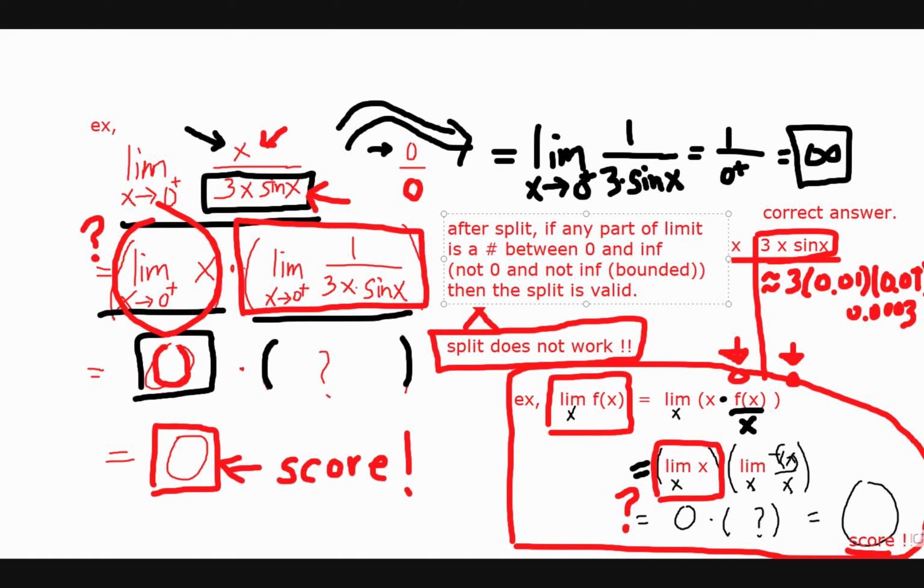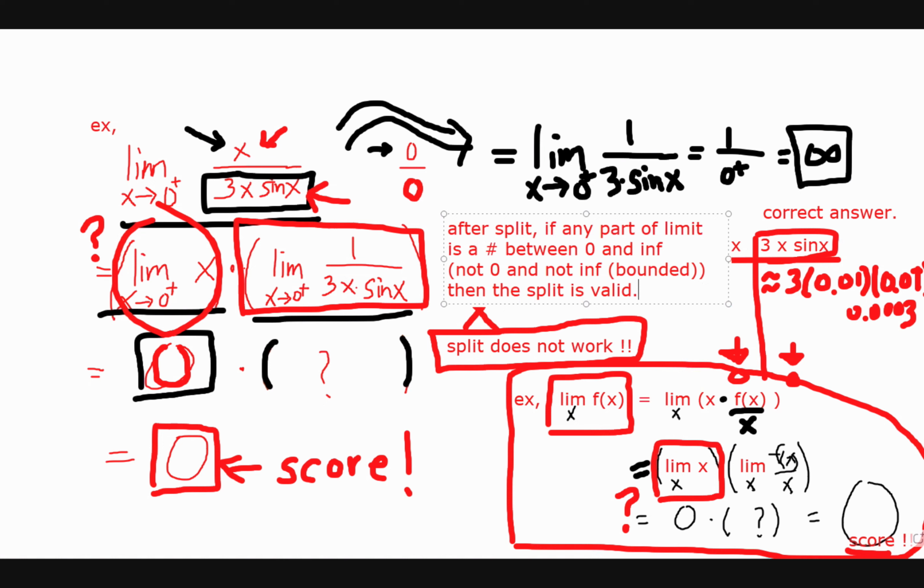If you split the limit in any way, and one of the limits happens to be a number which is not 0 and not infinity, such as 3 or 5 or 0.1 or half or 10 or 100, then the split is okay. The best thing we get is if you have a number, then that is always valid. So if you split the limit and any part of the limit is a number anywhere between 0 and infinity, but not 0 or infinity.